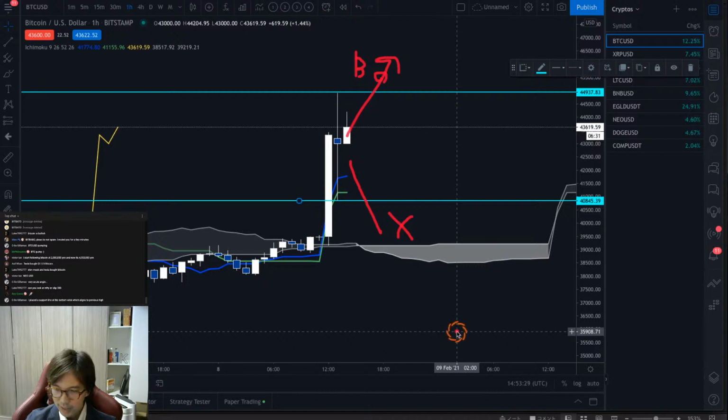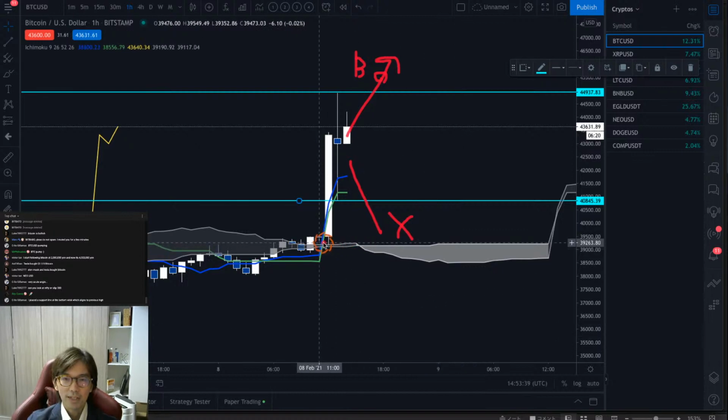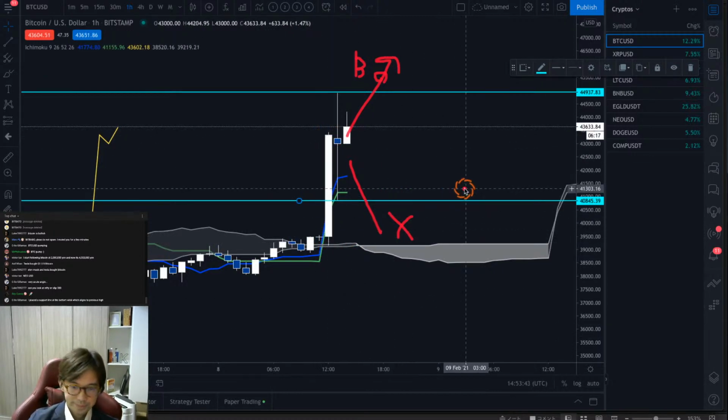So let's see. Anyone buying Bitcoin right now? No? I think this is a huge spike in 1 hour. It grew so fast, a very steep angle.